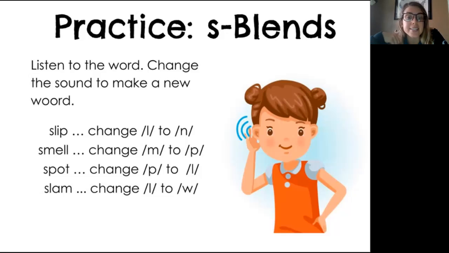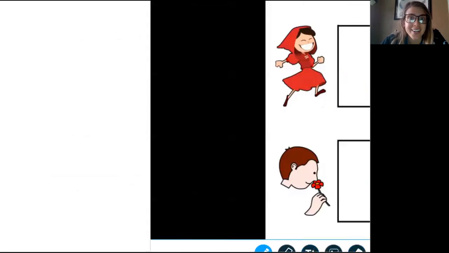All right, the next one is spot. Say the word. Spot. Change the P to an L. So instead of spot, it becomes slot. Slot. And the last one, slam. Change the L to a W. So instead of slam, it's swam. Swam. Isn't that so cool? We change one sound and it changes the whole word.